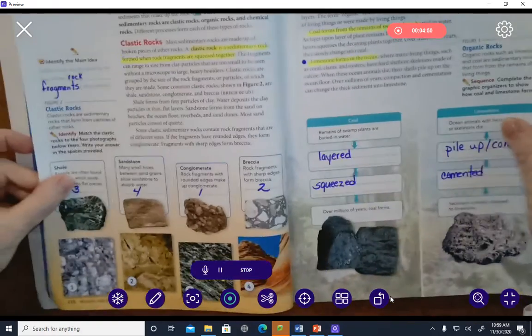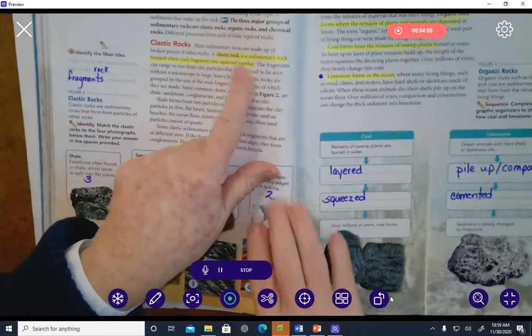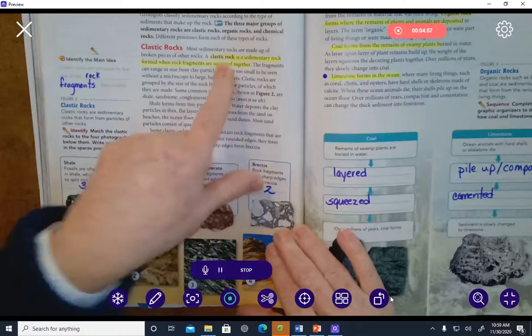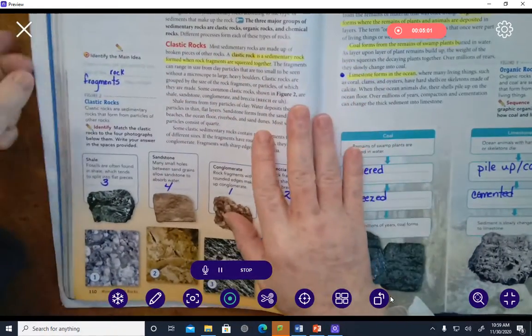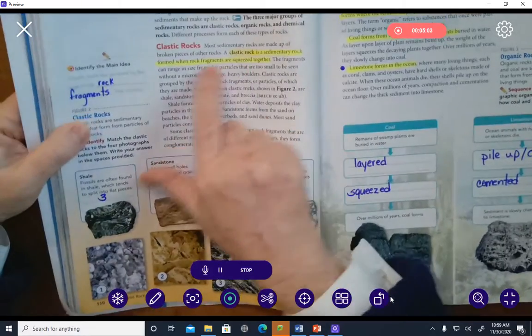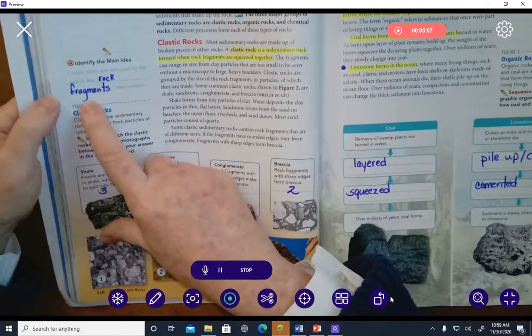There are three major types of sedimentary rock. The first one is something called a clastic rock, and that's just rock that is squished together from other types of rocks. They are classified by, if you've answered this question, the size of their rock fragments.